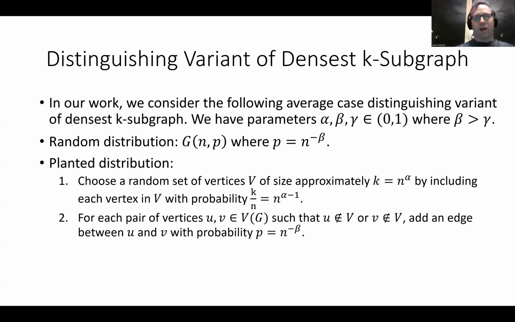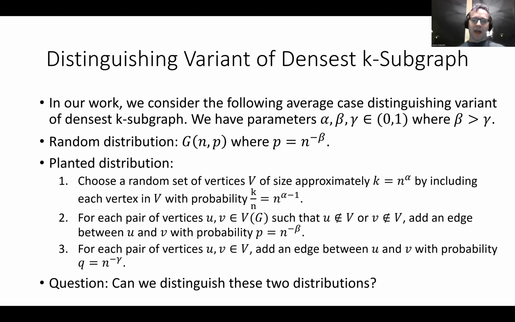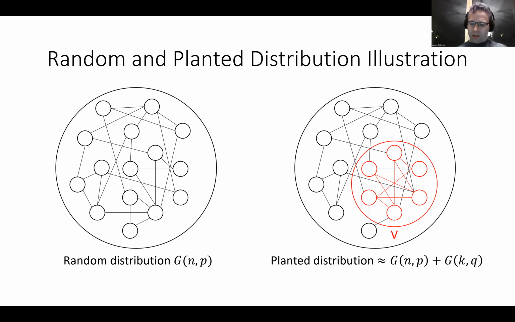Then for each pair of vertices u and v, such that u is not in V or v is not in V, we add an edge between u and v with probability p equals n to the minus beta. So this says that outside of V, the edge probability is still n to the minus beta. For each pair of vertices u and v in V, we add an edge between u and v with probability q equals n to the minus gamma. Then the question is, can we distinguish these two distributions? So here's an illustration of the random and planted distributions, where the random distribution again is G(n,p), and the planted distribution is roughly G(n,p) plus G(k,q).